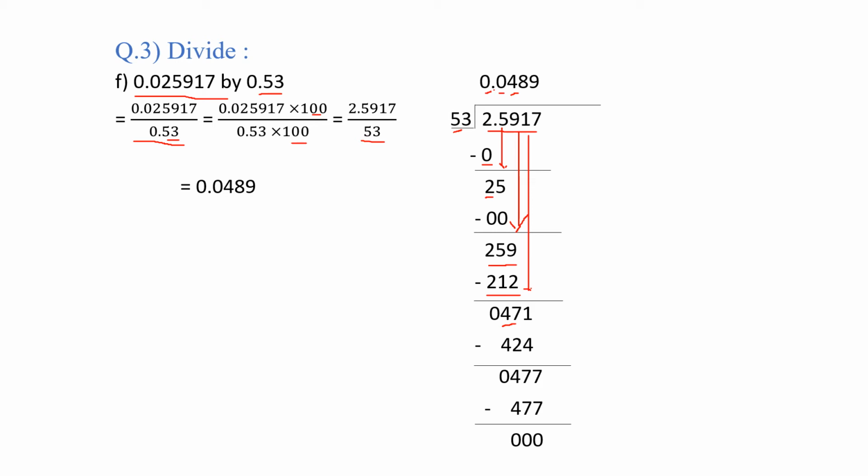So 53 8s are 424. Okay, so 471 minus 424, it will become 47. So we'll take the next number, that is 7 over here, right? So 477, this number will come over here. Now 53 9s are, we'll be getting 477. So 477 minus 477 will be getting 0, 0, 0. So our answer is 0.0489.